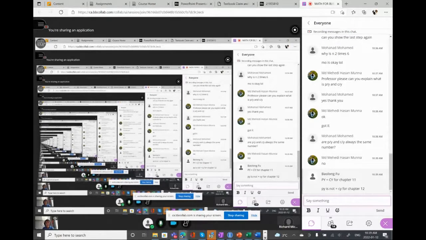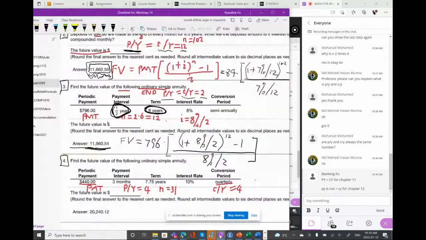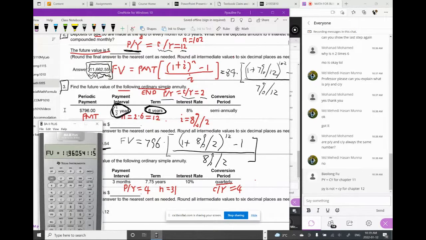So now I can quickly show the whole thing. I will redo question 3. Guys, wake up. Always start with second quit to clear any previous entry for a new question. For question 3, PY equals 2, CY equals 2. So second PY is 2, enter. Down arrow key, CY is 2, enter.